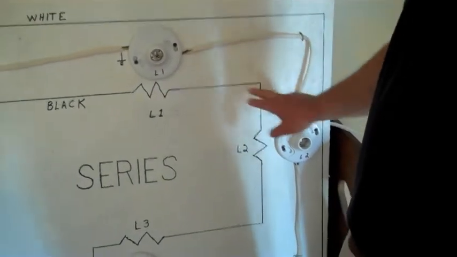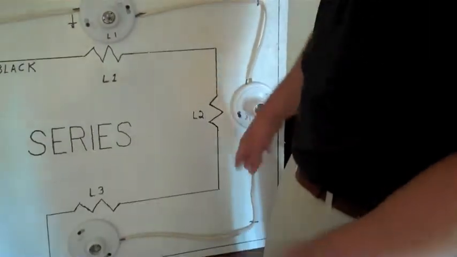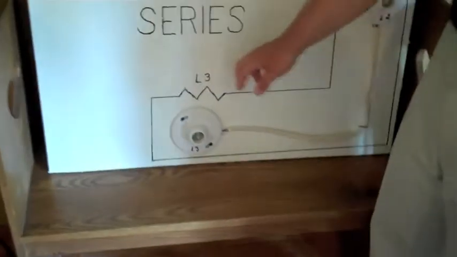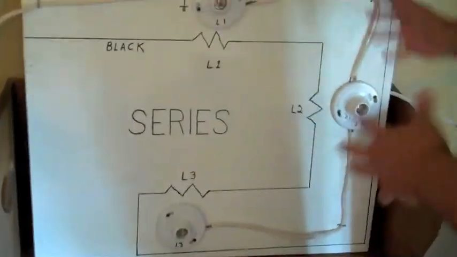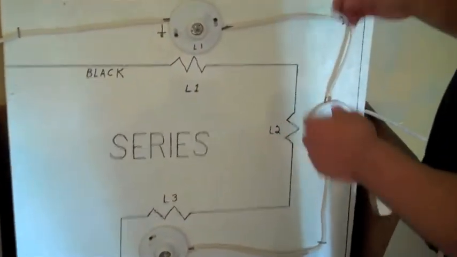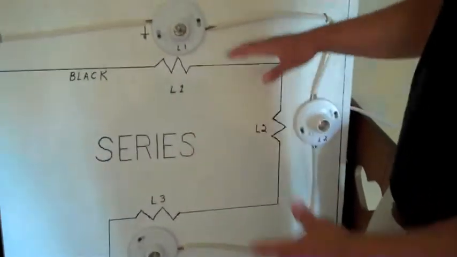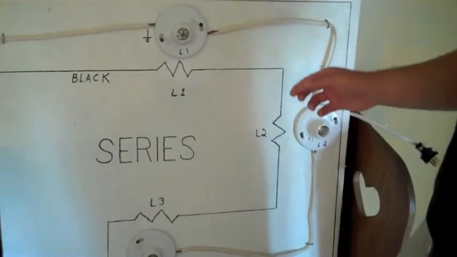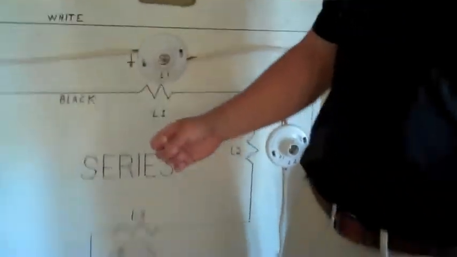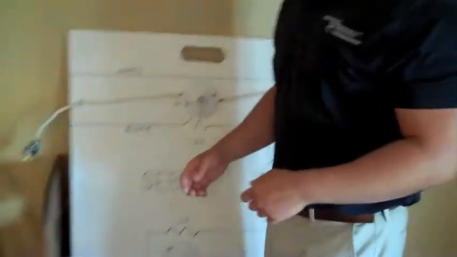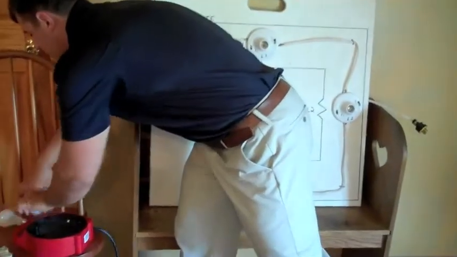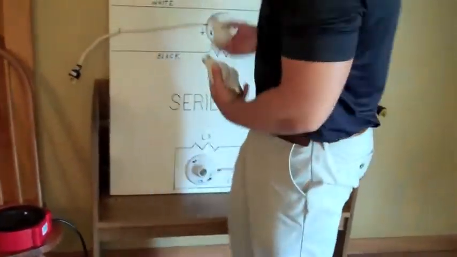As it continues to flow through, it's going to this light or load, and it's also going to this light or load. And then we complete our circuit, and that's how we wire a series circuit. Each light is getting the black wire and getting a portion of the electrons. So now what I wanted to do is take the light bulbs and screw them into the little sockets here.